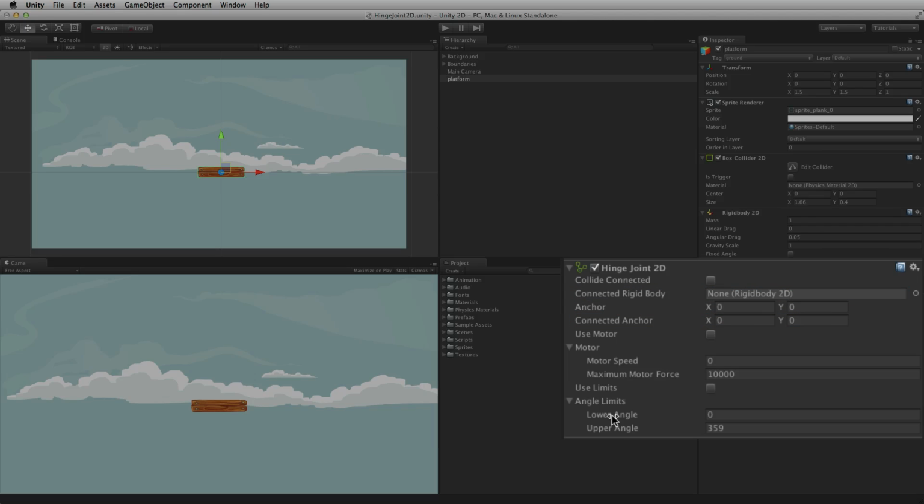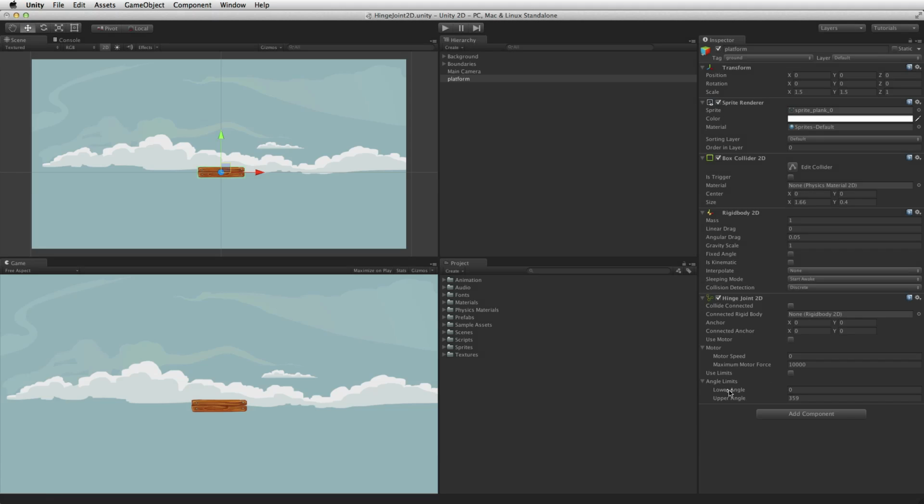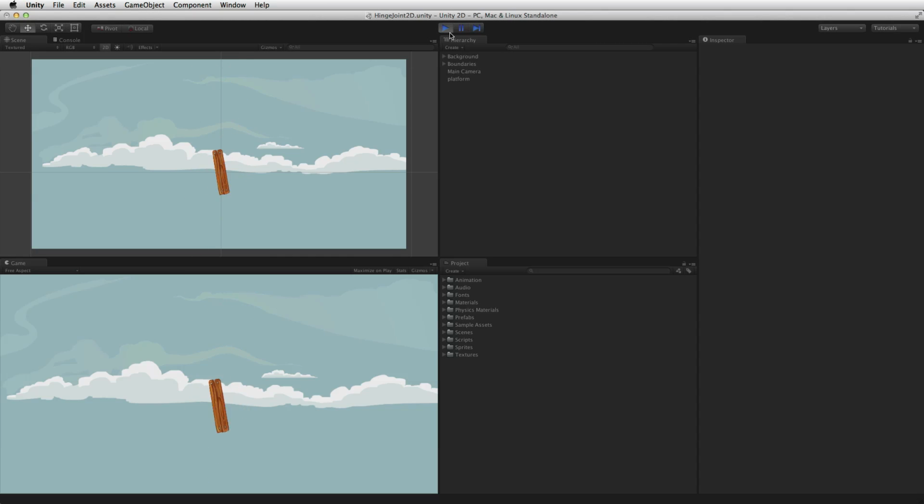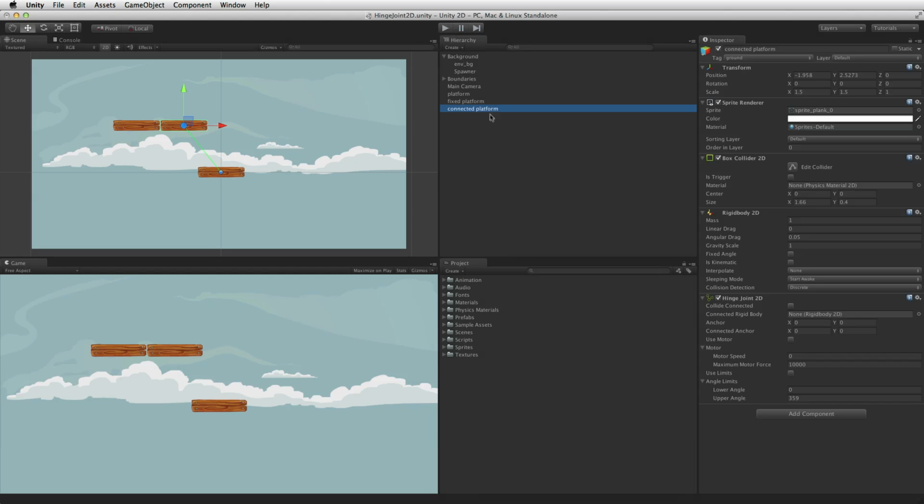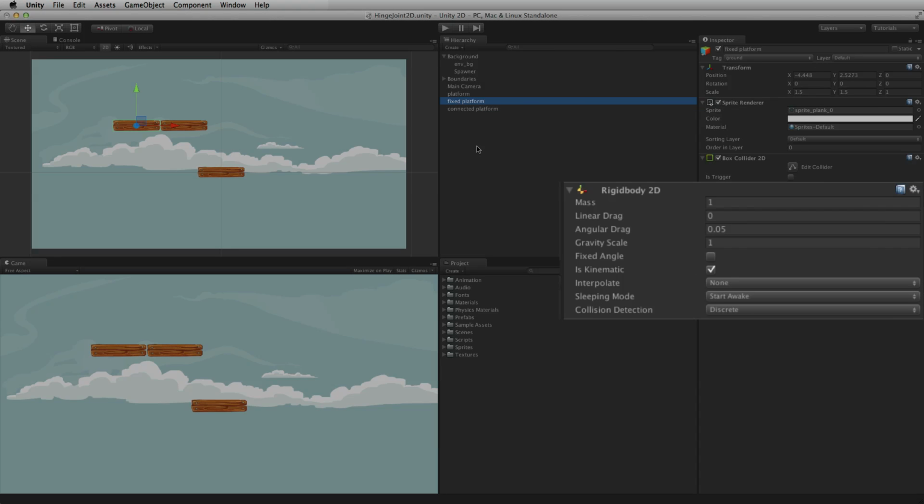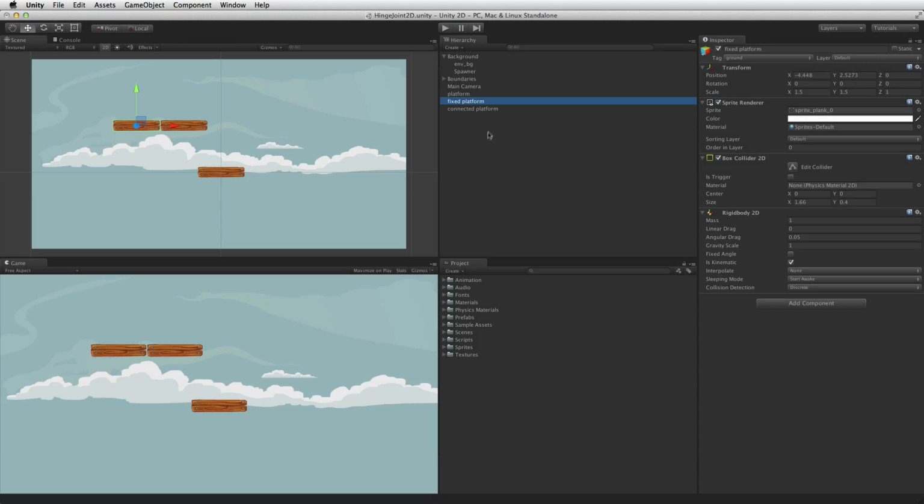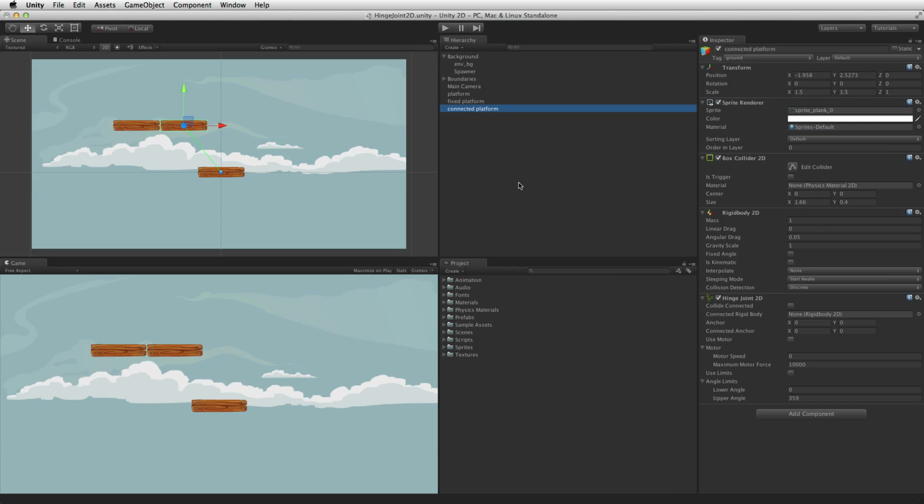To connect the hinge joint 2D to the world, or a point in the scene, leave the connected rigid body property empty. To connect the 2D hinge joint to another sprite, the other sprite must have a rigid body 2D attached. A reference to this rigid body 2D needs to be made. One way of doing this is to drag the desired sprite with the rigid body 2D attached onto the connected rigid body slot in the inspector.